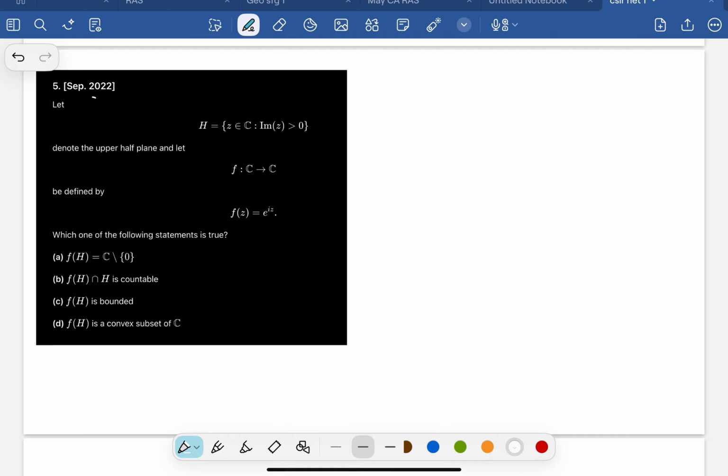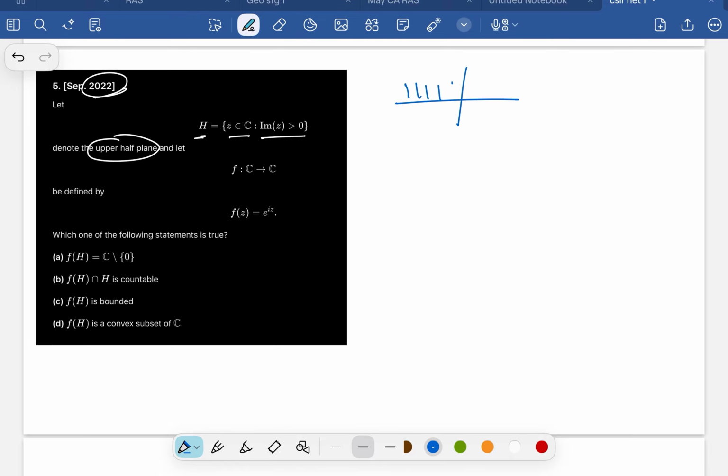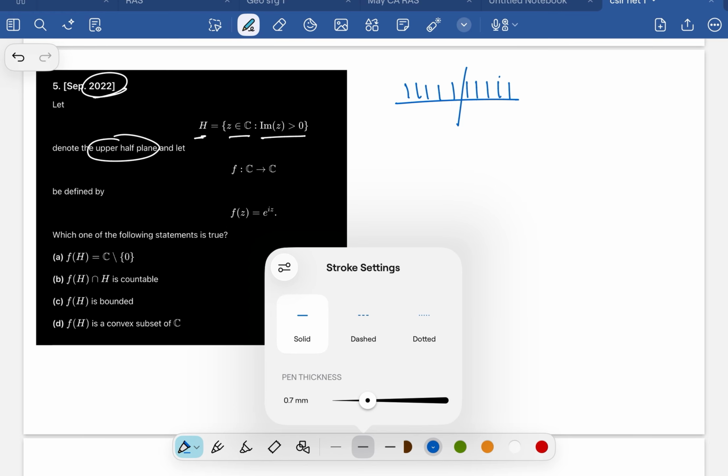Next, this is a September 2022 question. We are given a set H. H is a set which consists of all those complex numbers having their imaginary part positive. So it is basically the upper half plane. If I draw it, then it is the upper half plane. H lies here. Understood? Okay.